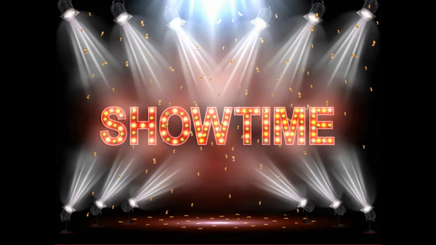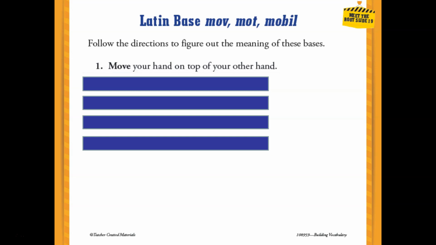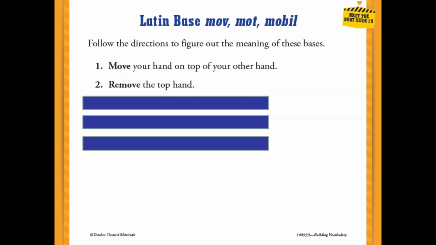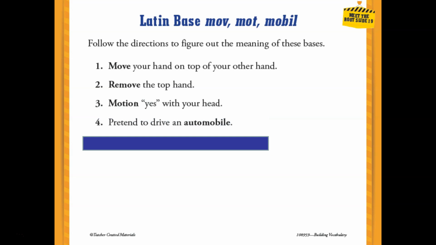And so let's begin by showing you these cognate connections in action. So at your desk, in your classroom, or even on your couch, what I'd like for you to do is engage in this activity where we're going to introduce students to these three Latin bases, MOV, MOT, and mobil. So you're very simply just going to follow the directions to figure out the meaning of these bases. Number one, move your hand on top of your other hand. Number two, remove the top hand. Number three, motion yes with your head. And then number four, pretend to drive an automobile.